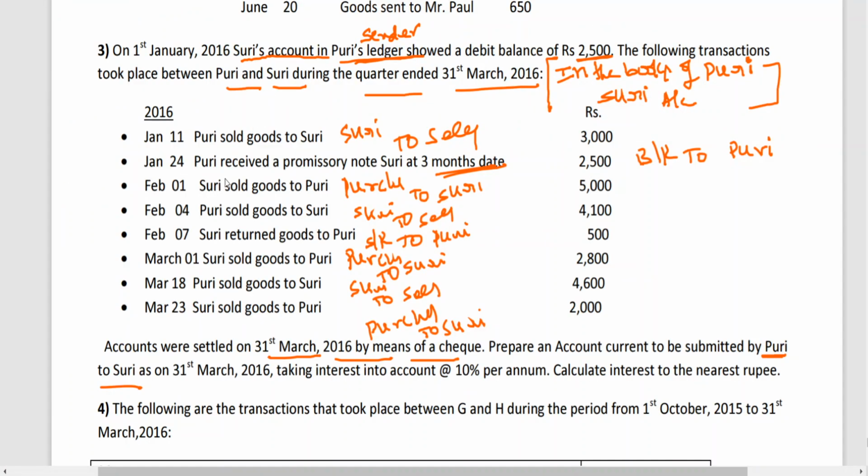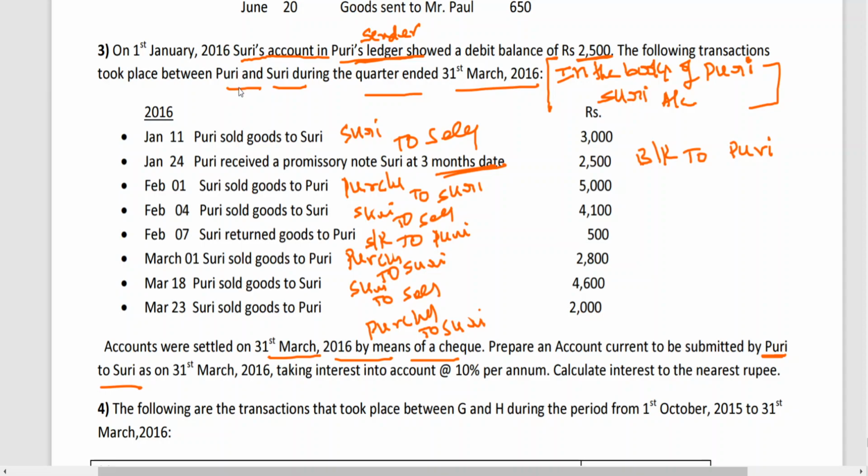The next transaction, let us see. Puri received a promissory note from Suri at 3 months due date. That means Suri has given a promissory note to us. So for us, receiving a promissory note is nothing but bills receivable. For us means we are Puri. Puri has received. We have received a bill from Suri.